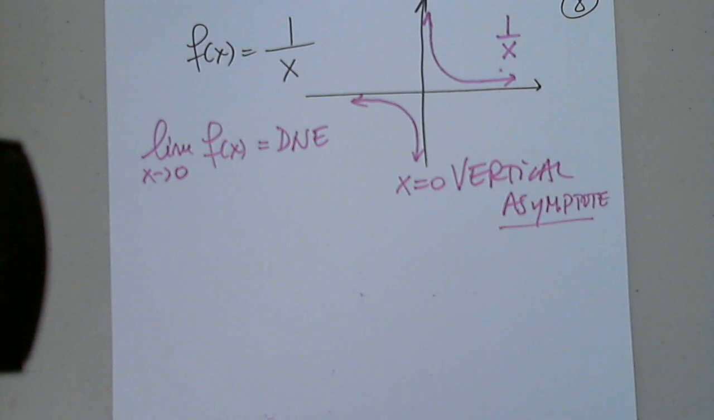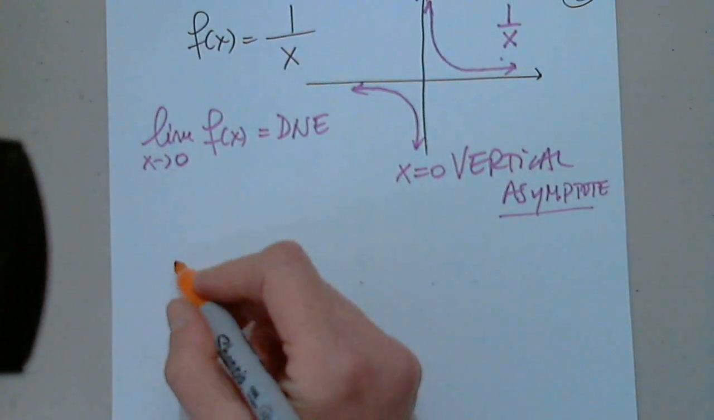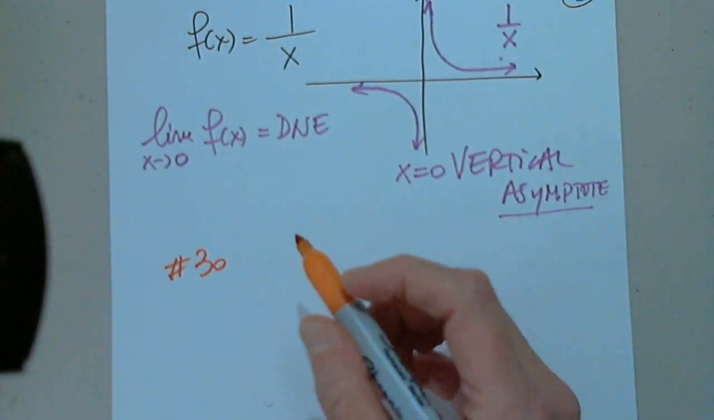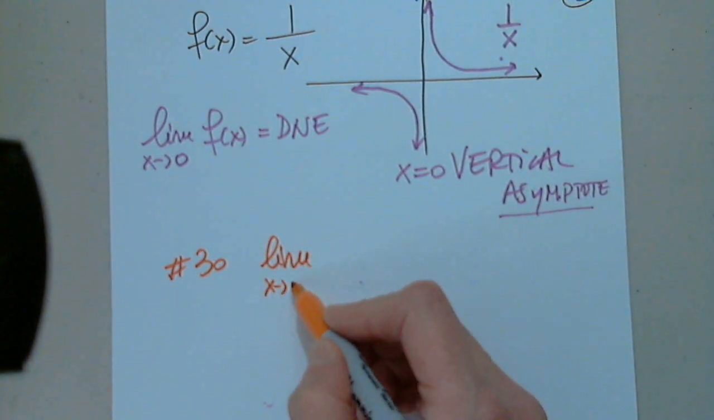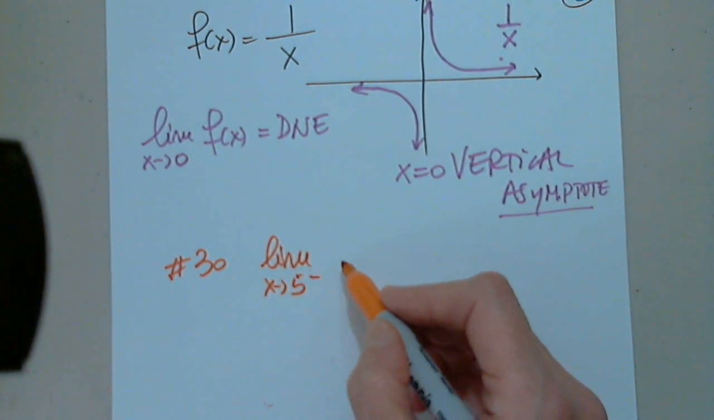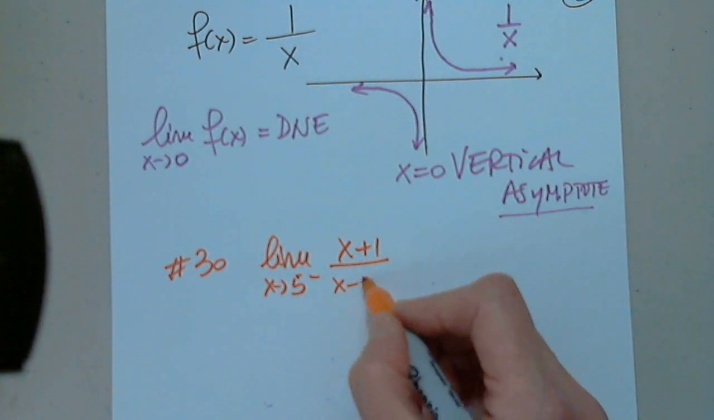Okay, I'm going to share my screen again, and let's take a look at some limits. I like to look at these limits, 29 through 40. Let's start with 30 this time. And we have the limit as x approaches 5 from the left, x plus 1 over x minus 5.